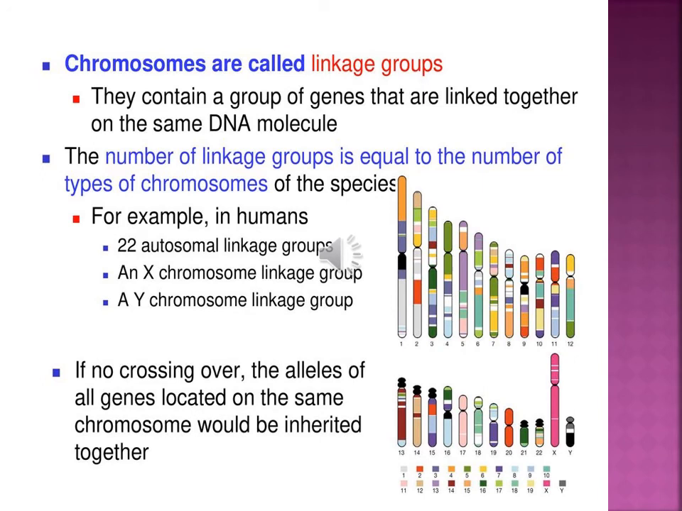Chromosomes are called linkage groups. What is a linkage group? A linkage group contains a group of genes that are linked together on the same DNA molecule. For example, in humans there are 22 autosomal linkage groups, an X chromosomal linkage group and a Y chromosome linkage group. If there is no crossing over, the alleles of all genes located on the same chromosome would be inherited together.